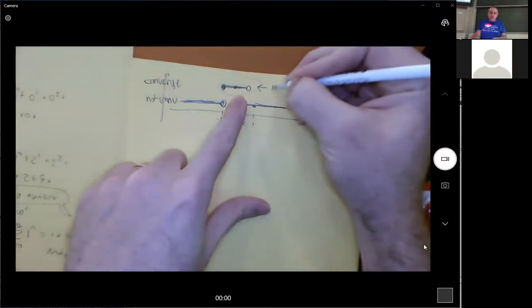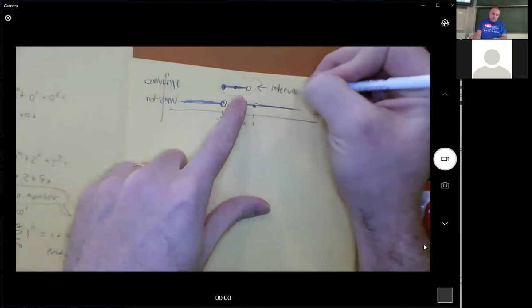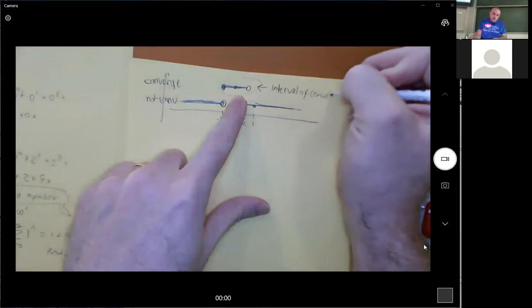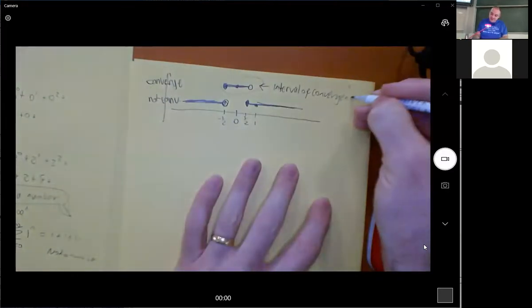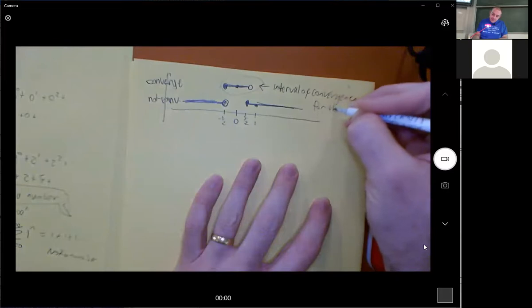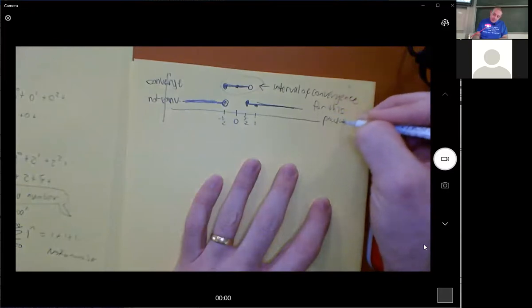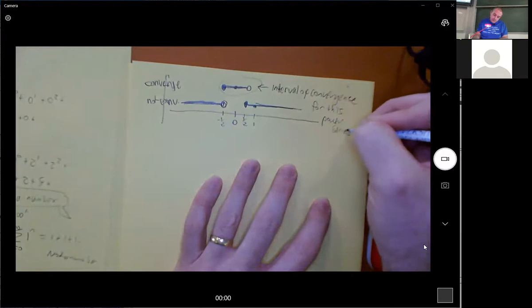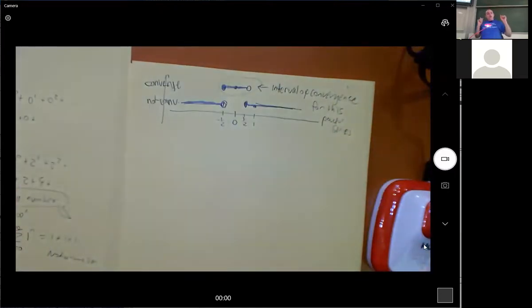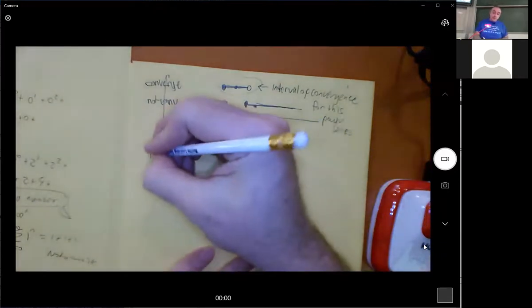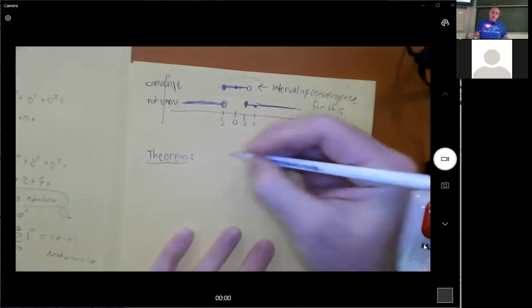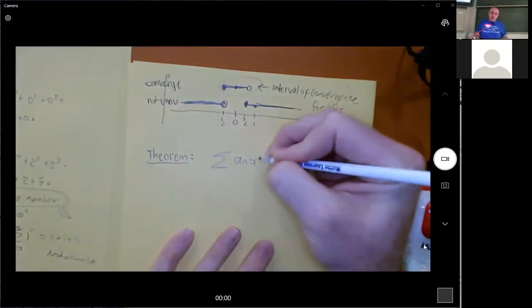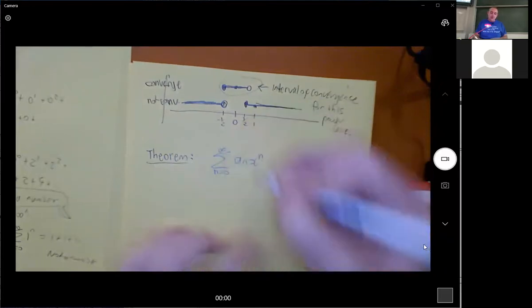This thing is called the interval of convergence. That is not how you spell convergence. For this power series. Right. So the theorem goes, I don't know what it's called. I don't even know if it's in your notes. The theorem says that if you have a power series, the sum of a_n x to the n, n equals 0 to infinity, it doesn't have to be 0.